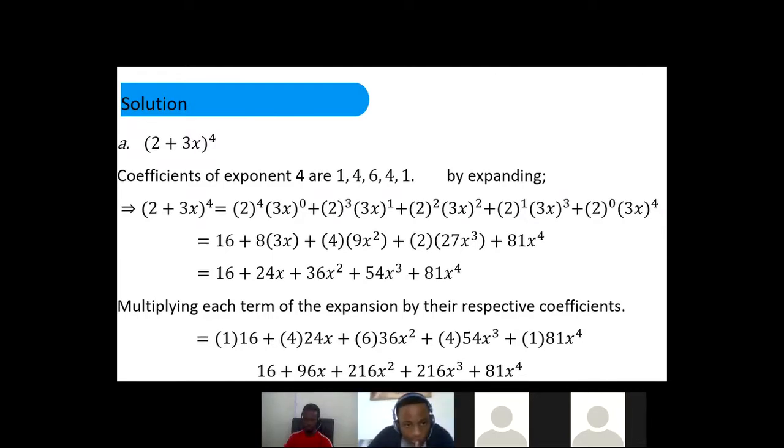Sir, please repeat yourself. I said for the third term, you see that the power of 2 has decreased again. Previously it was exponent 3, and now it's exponent 2 in the third term. And the exponent of 3x has increased by 1. Previously it was exponent 1, and now it's exponent 2 in our third term of the expansion.